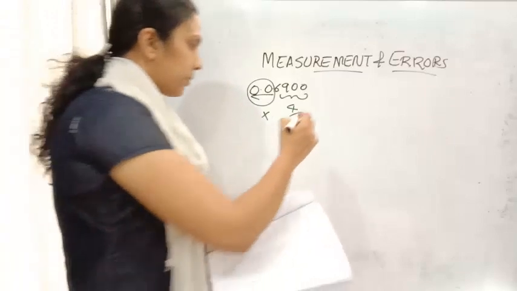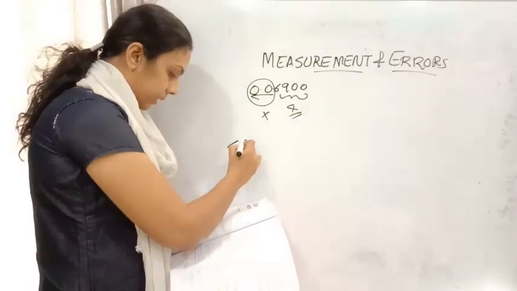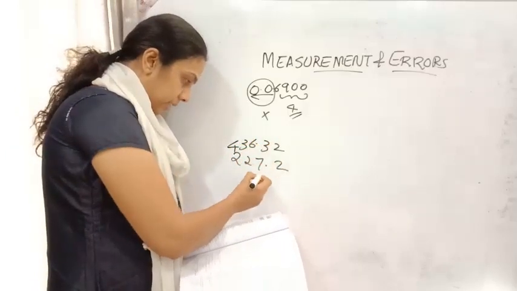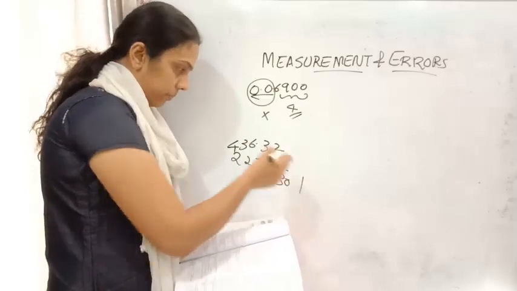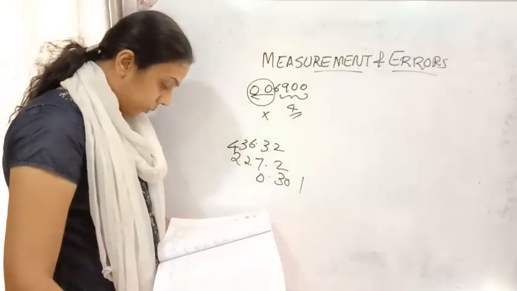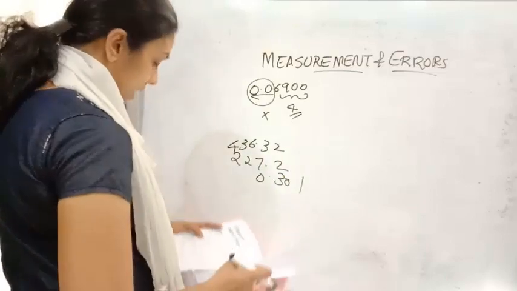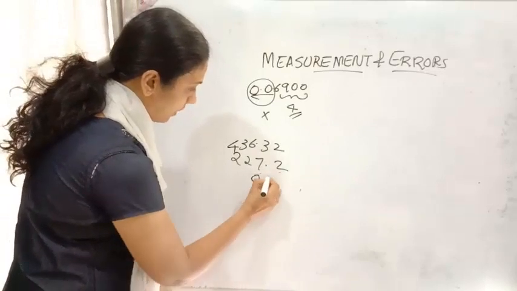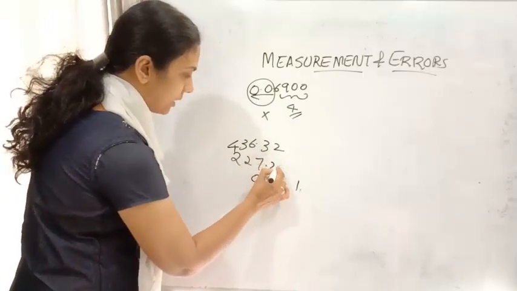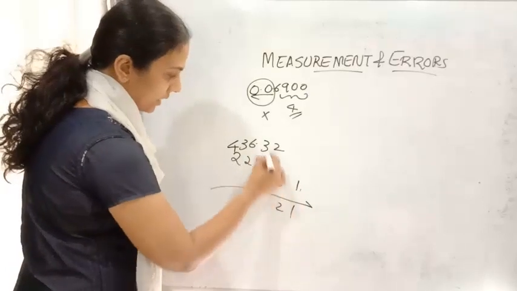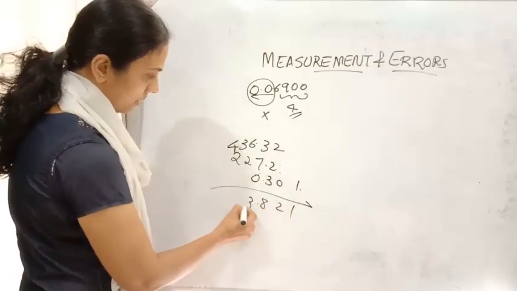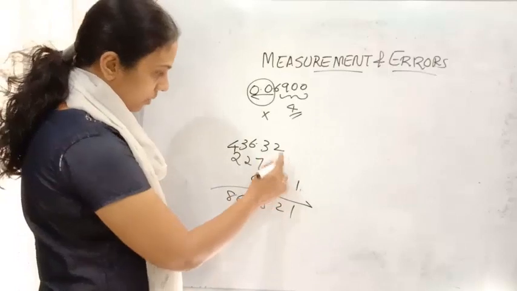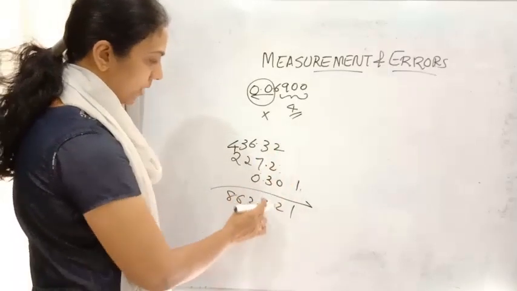Next question: the sum of the numbers 436.32, 227.2 and 0.301, in appropriate significant figures. So for the sum of these numbers, we write 0.301 here. By adding, you will get 863.821. Okay, sorry, let me move on, yes, correct, right?